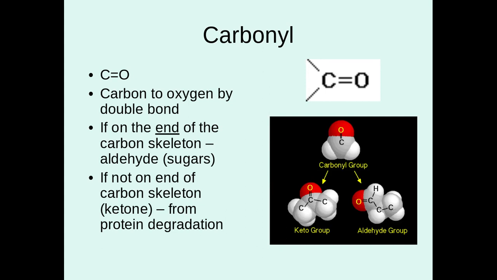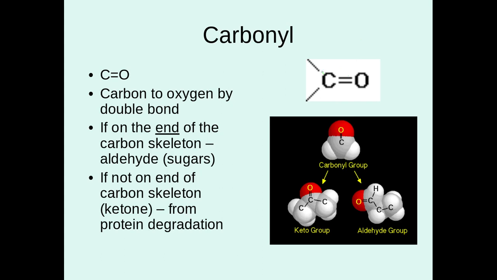Carbonyl is a double bonded carbon right here to an oxygen. Carbon double bonded to an oxygen. And we can form 2 types. They're keto groups and aldehyde groups. That's a little bit specific, but you should just be aware that that's the type of molecule that you have here. And a carbonyl is just a carbon with a double bonded oxygen.